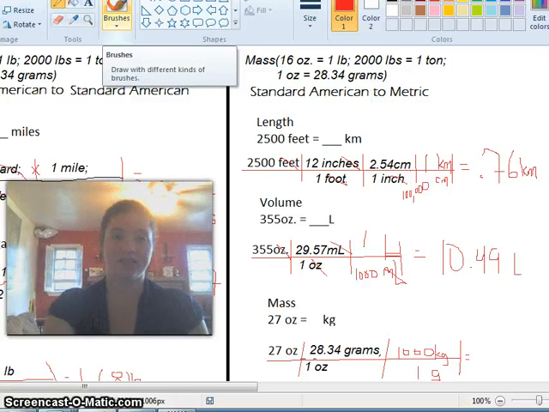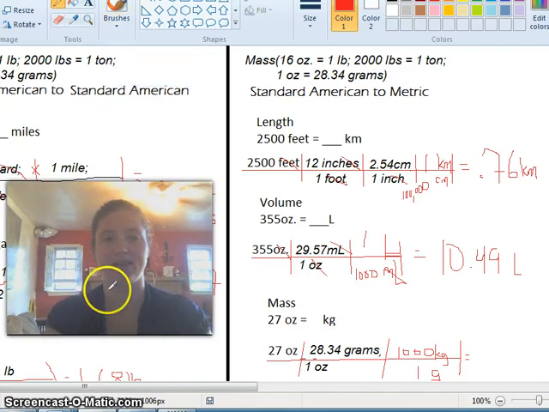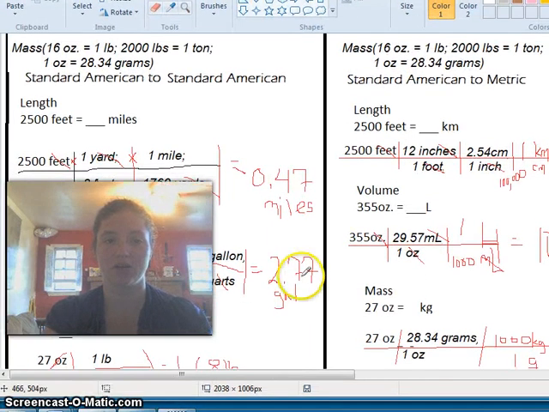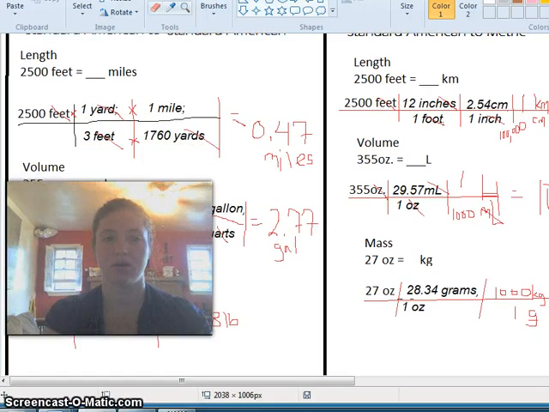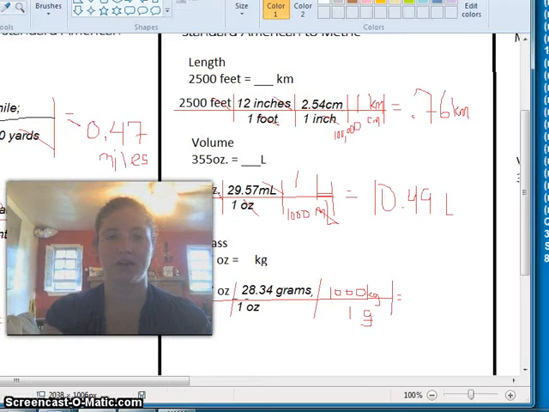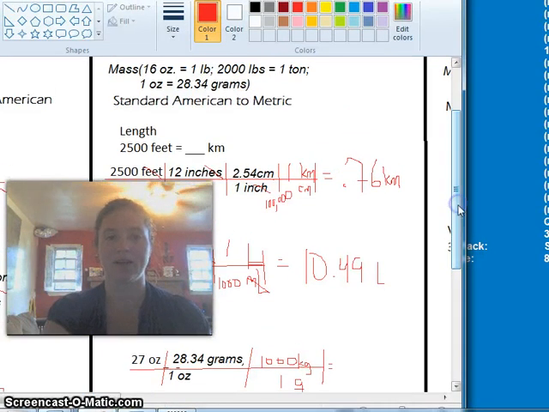Okay, so here's the second part of our conversions examples. I'm going to finish up with mass for standard American to metric. In part one, I did the three conversions of standard American to standard American, and we did that math. Those ones are right over here. And then we did the first two, length and volume of standard American to metric. That was where we were at. So right now is at mass.